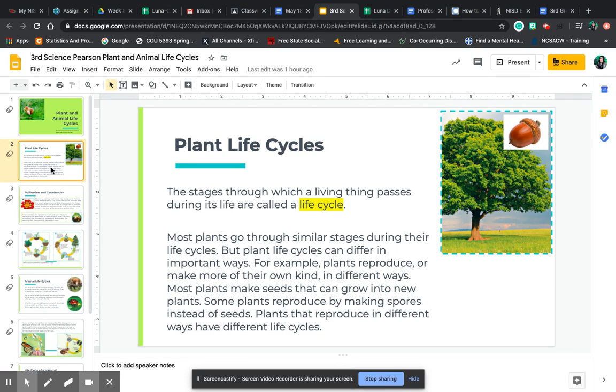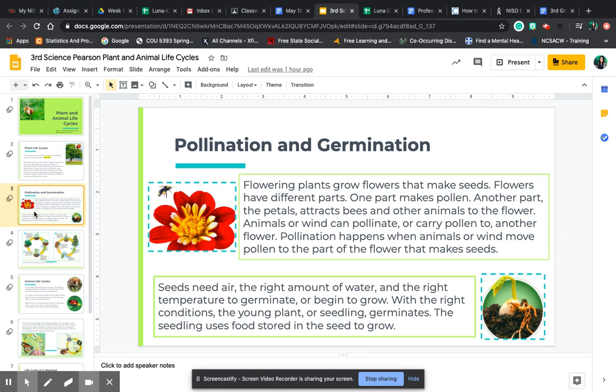Most plants make seeds that can grow into new plants. Some plants reproduce by making spores instead of seeds. Plants that reproduce in different ways have different life cycles. Pollination and germination. Flowering plants grow flowers that make seeds.